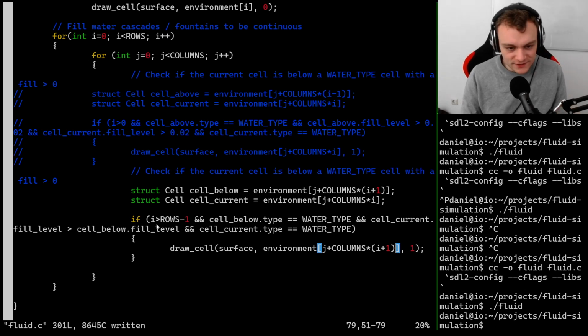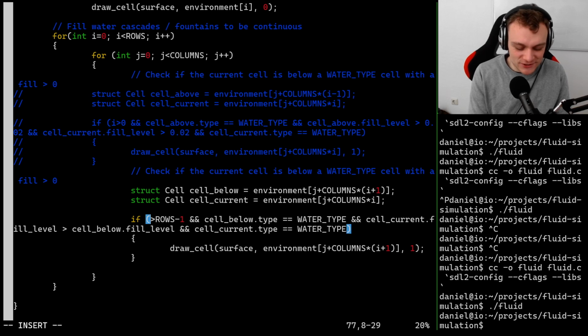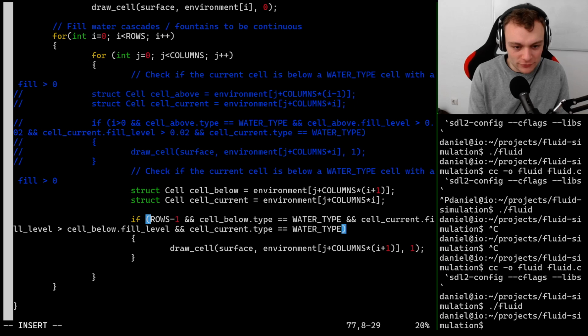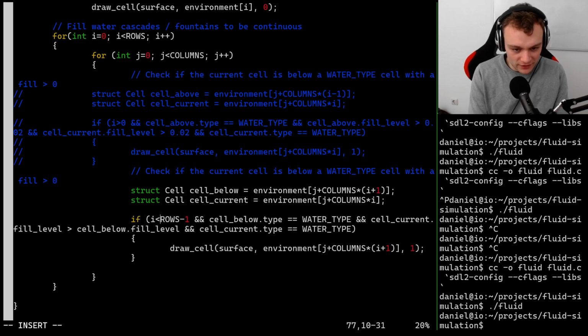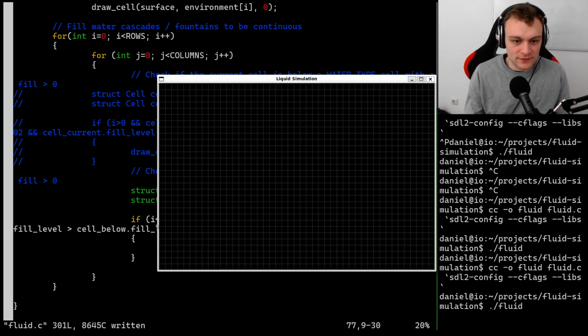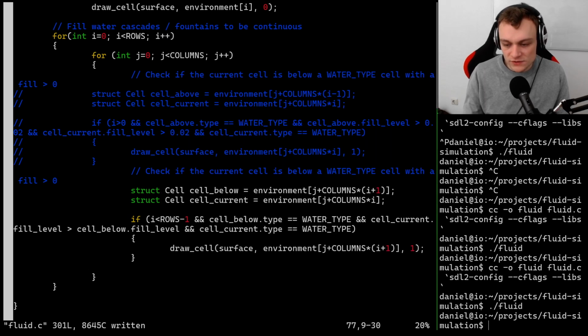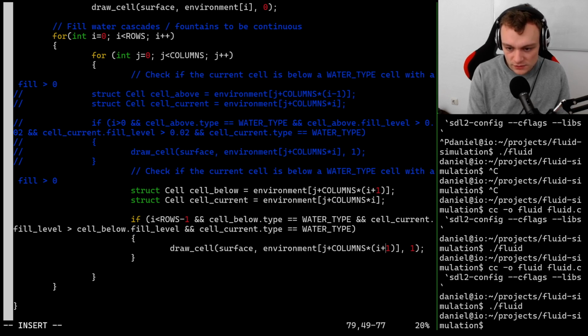Yeah, of course. I'm so sorry if you have to endure this. Of course, I needs to be smaller than rows - 1. Let's try this again. This doesn't work, obviously. Let's draw the current cell at I.